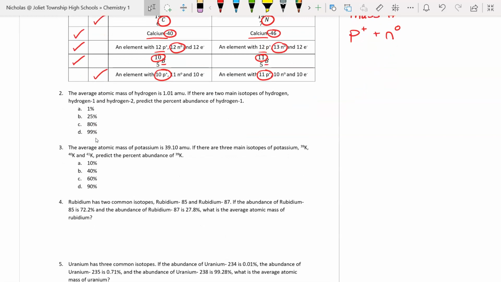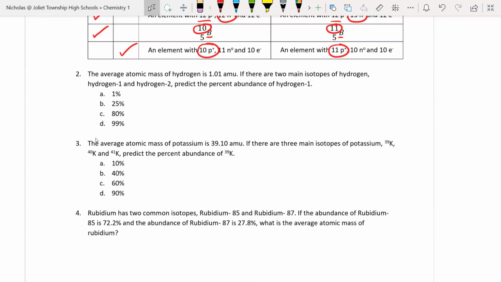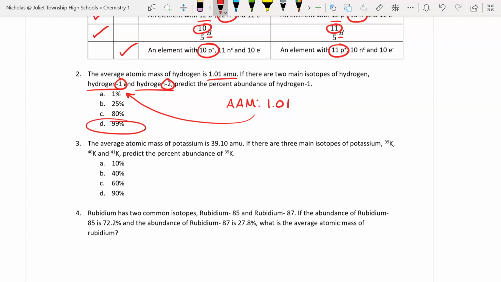All right. Number two, we're looking at the average atomic mass of hydrogen. It tells us that our average atomic mass is 1.01 AMU. And then we're looking at two isotopes, hydrogen 1 and hydrogen 2. Remember, the 1 and the 2 are the mass numbers of each. Because our average atomic mass is 1.01, it is very, very close to the mass number of 1. So looking at the four choices here, I would say that D is the best choice because our hydrogen 1 has to be the dominant quantity for it to be that close to 1. So it makes sense that there would be the largest percent abundance of that isotope.